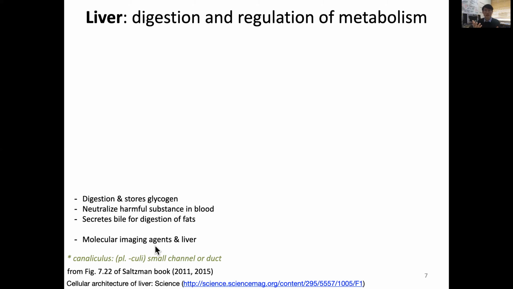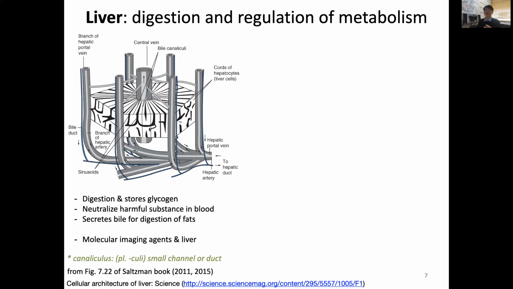And interestingly, whatever comes into the bloodstream, the liver is responsible for uptaking and neutralizing. So for example, with MRI agents and some exogenous contrast agents, usually the problem is that the liver captures and detoxifies them. So that's a very important safety aspect of molecular imaging agents. But today is more about the physiological and structural aspects of the liver. So this is a very simplified picture.